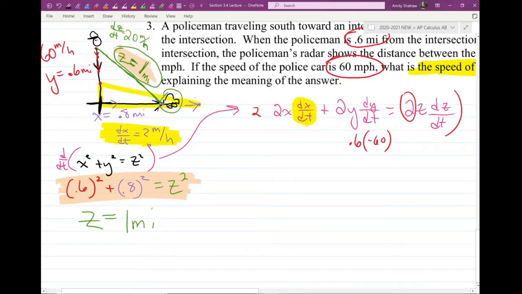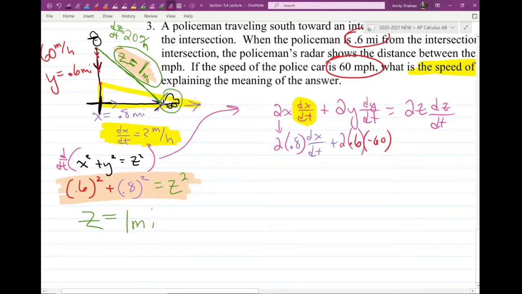Right now, in class, I noticed there was a little bit of confusion when I got rid of the 2's, so I'm not going to do it in the video, but here we go. 2x... X is 0.8, and I wanted to do that in purple, 0.8. And dx dt is the thing that I'm looking for, dx dt. And then plus 2y, and y was 0.6.